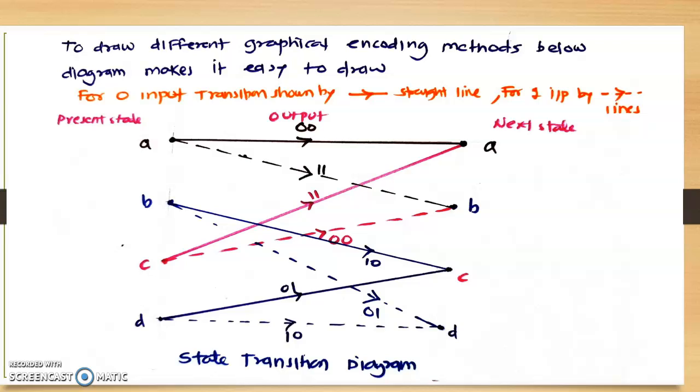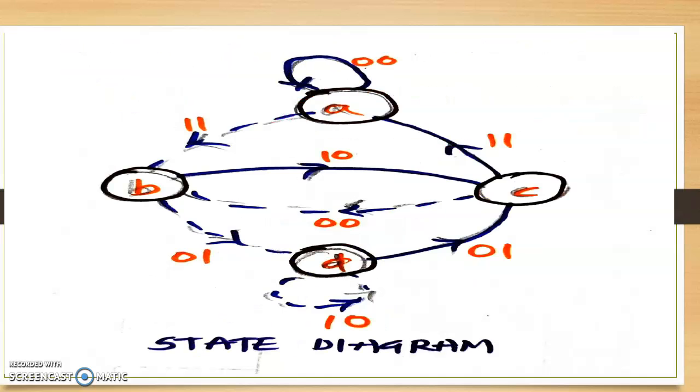Similarly, when C has a 0 input, my transition is from C to A with output 1 1. When C has a 1 input, the transition is from C to B with output 0 0. When D has a 0 input, the transition is from D to C with output 0 1, and when D has a 1 input, the transition is from D to D with output 1 0.